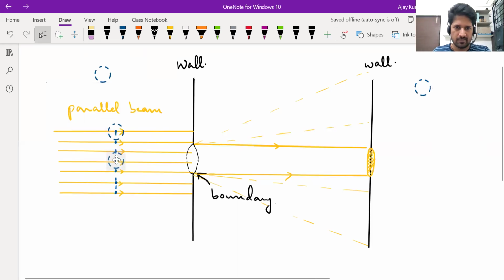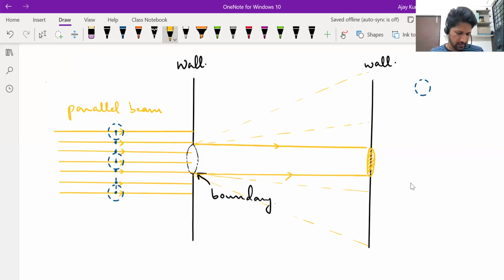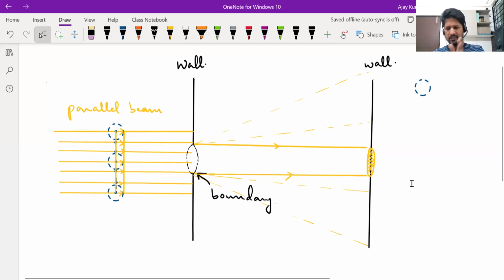I'll just draw two or three. And you take a common tangential surface to these wavelets. The common tangential surface you get, on screen, looks like a straight line. In 3D, it will be a plane. So this wavefront, which looks like a line, in some time moves forward like this, and so on. That set of particles now disturbs the next set.